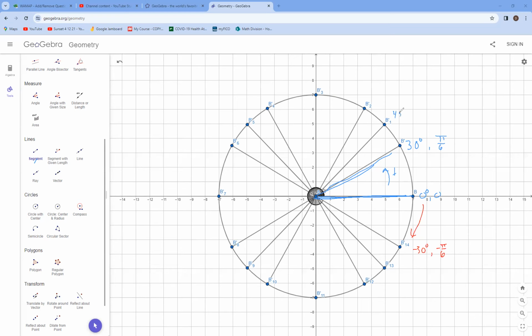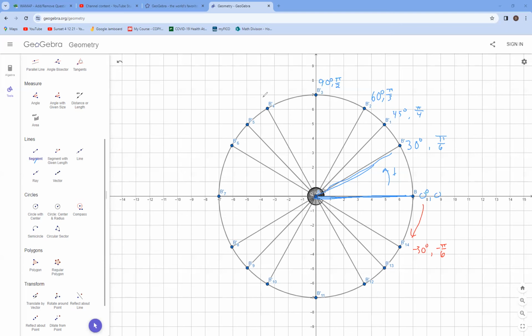This would be 45 degrees. There's a handful of angles that are really important that we tend to see a lot. The expectation is that you memorize their radian equivalents. So pi over 2 or 90 degrees is there. 60 degrees would be pi over 3. And 45 degrees is pi over 4. And 30 degrees is pi over 6.